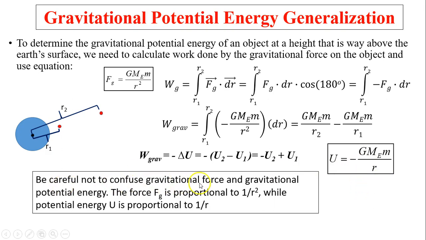Do not confuse gravitational force and gravitational potential energy, even though these two look very similar. Force is proportional to 1 over r squared, but energy is proportional to 1 over r, and the gravitational potential energy is negative, while force is positive.